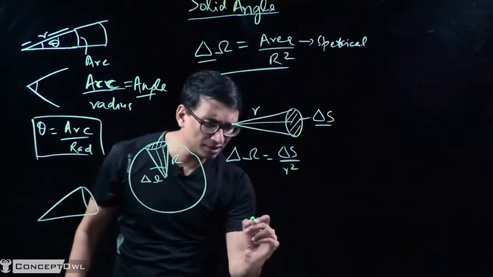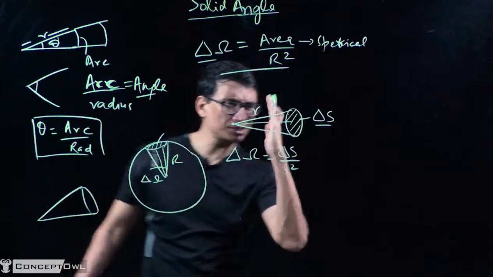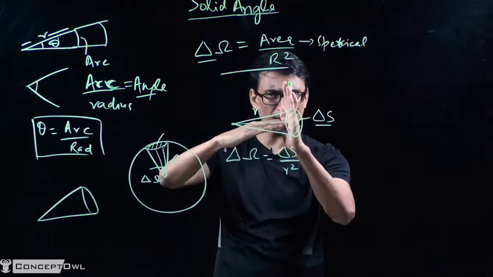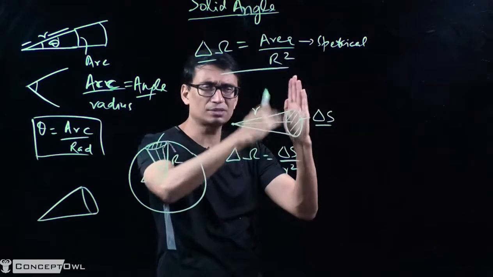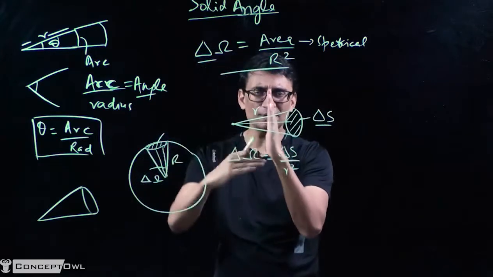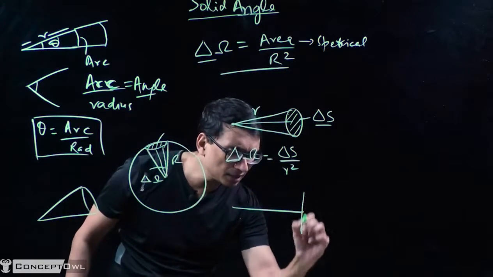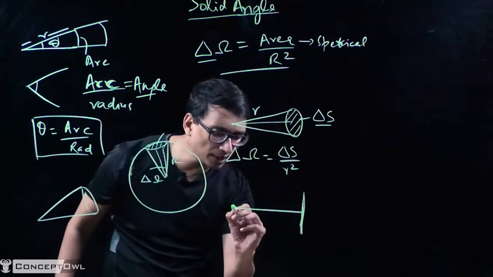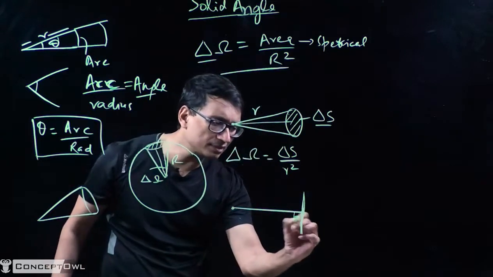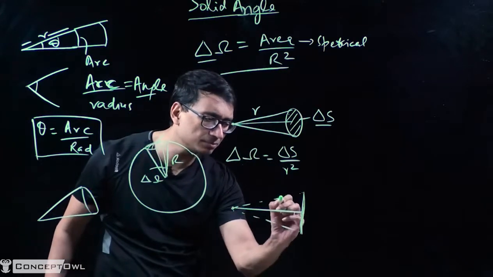Let me take a couple of scenarios. First, I'll take a side view, where it will look like this. Let's say this is my circle. I'm looking at it from the side, so you'll just see one side of it. Scenario one was, this was my area, delta S, and this is the point. Now both are at right angles, so here the solid angle is going to be the maximum.